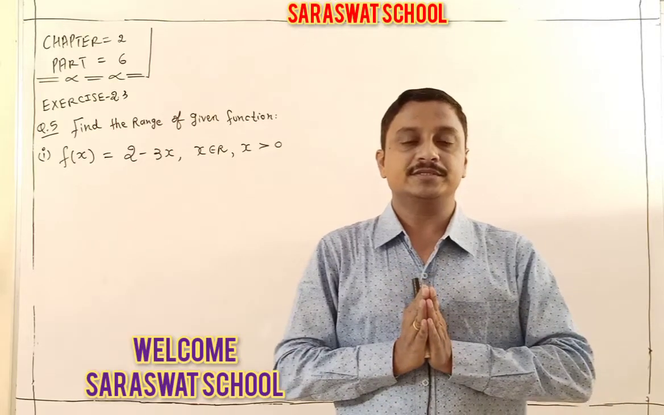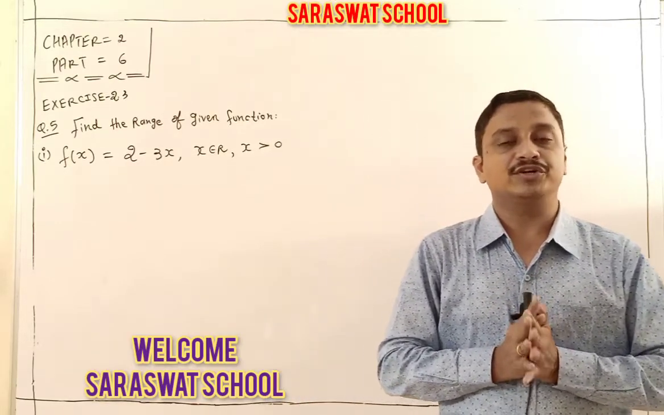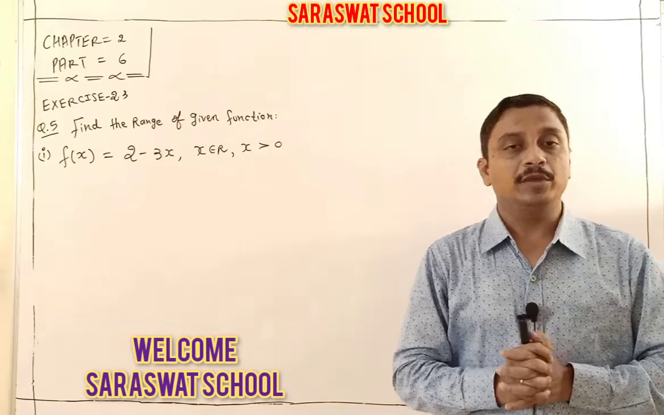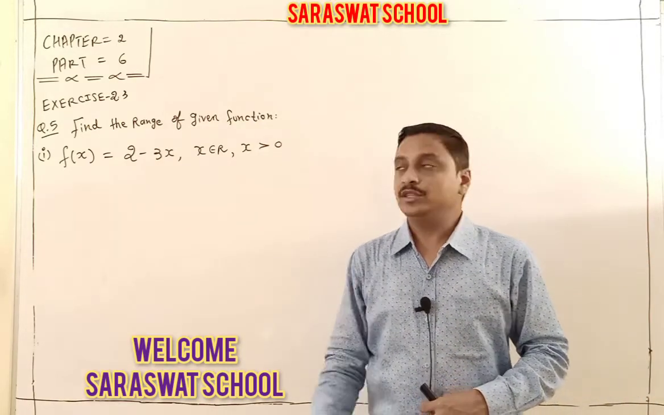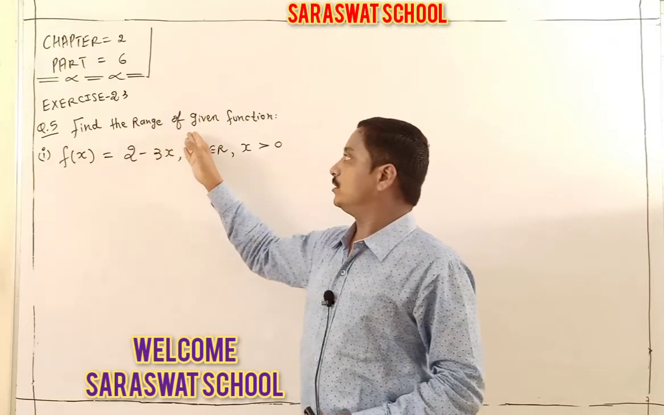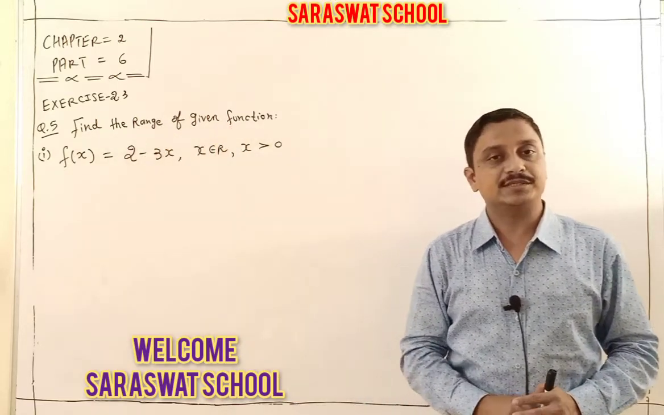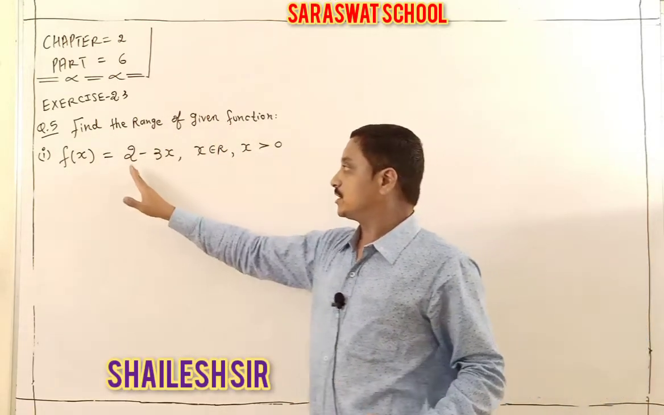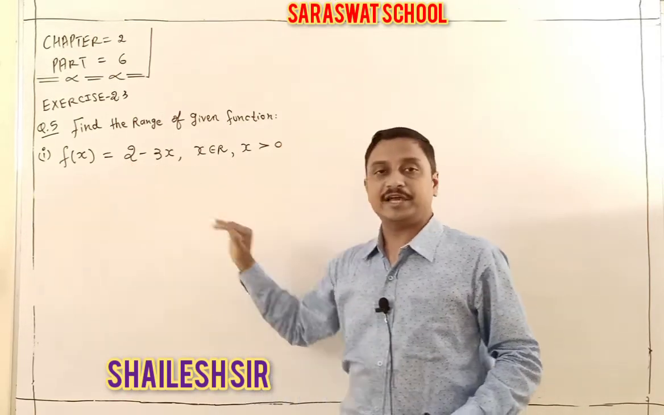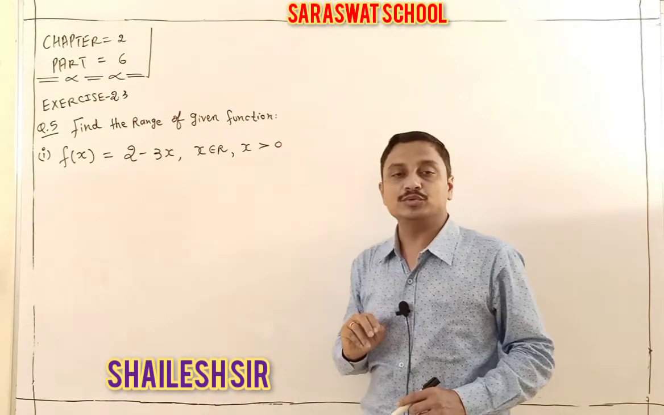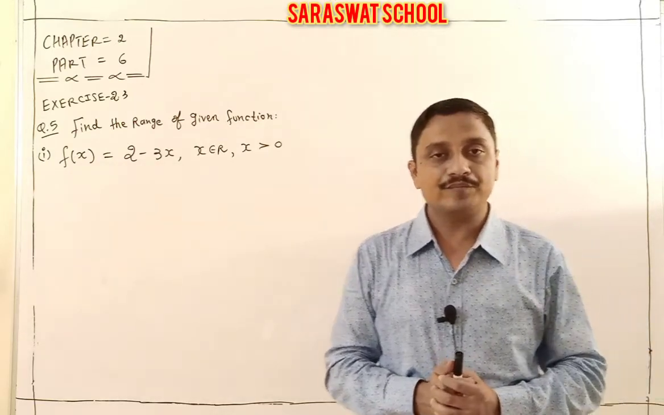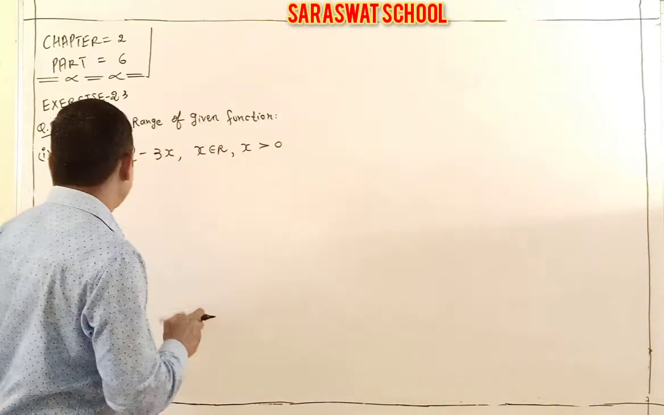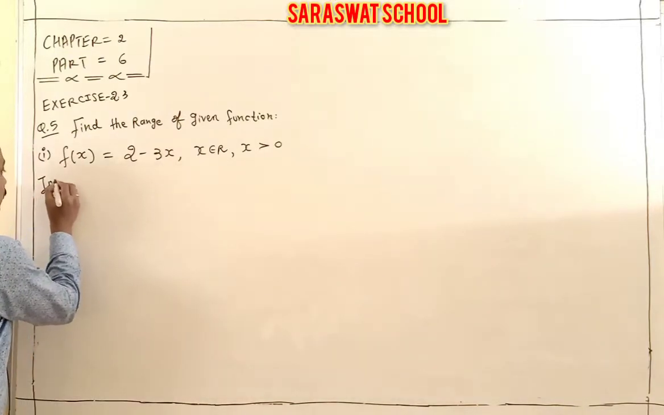Hello students, today I am going over the function chapter, the remaining questions in exercise 2.3. In question number 5, find the range of the given functions. The function is f(x) = 2 - 3x, where x belongs to the real numbers, x greater than 0. Students, it is an important question, exam oriented.